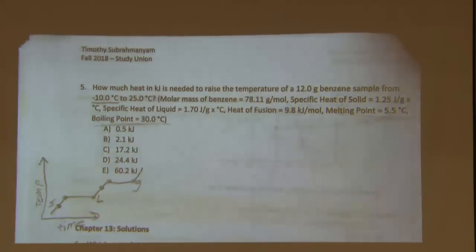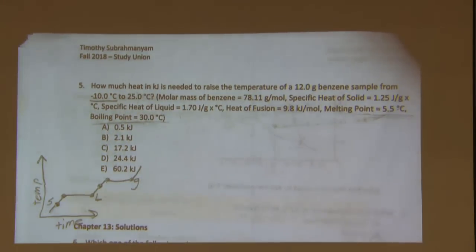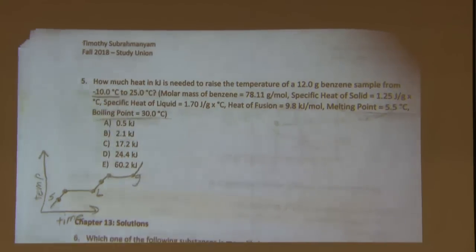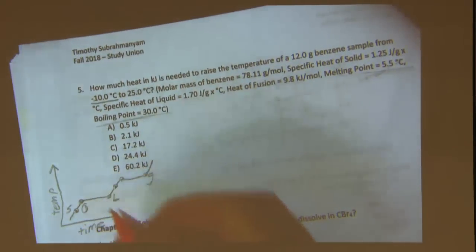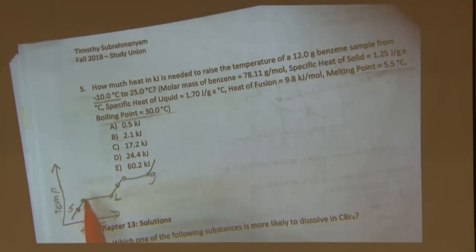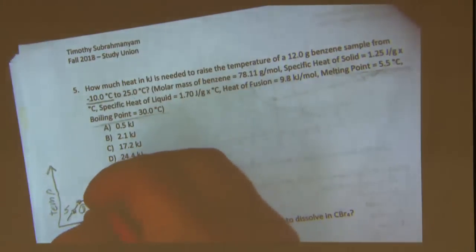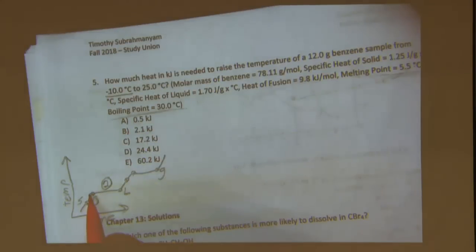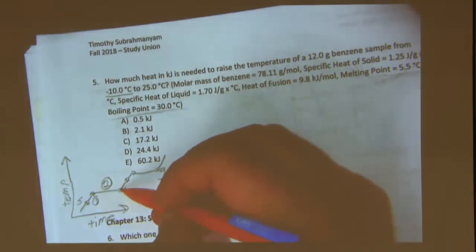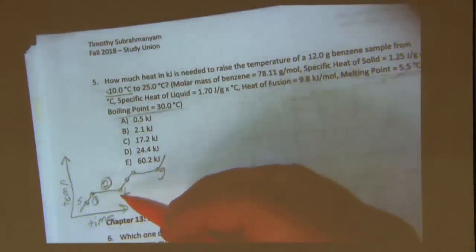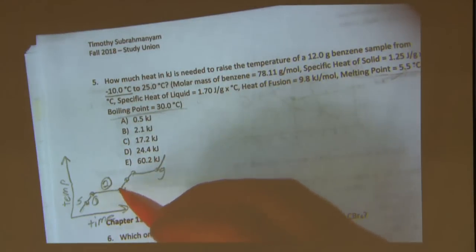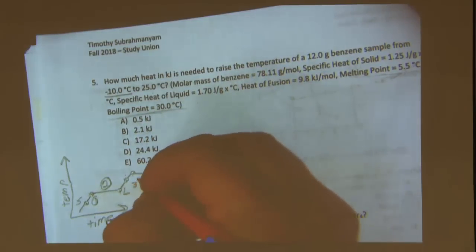And remember that we talked about there being two equations, Q equals MCΔT and Q equals n times ΔH, for calculating phase changes and increases in temperature for a substance. So here, I'm first going to have to calculate the amount of energy it takes to raise the temperature of the solid from here up to the melting point. Then I'm going to have to calculate the amount of energy it takes to melt that solid into a liquid. And then, once it's a liquid, I'm going to have to calculate how much energy it's going to take to raise the temperature of that liquid. So that's a third step.